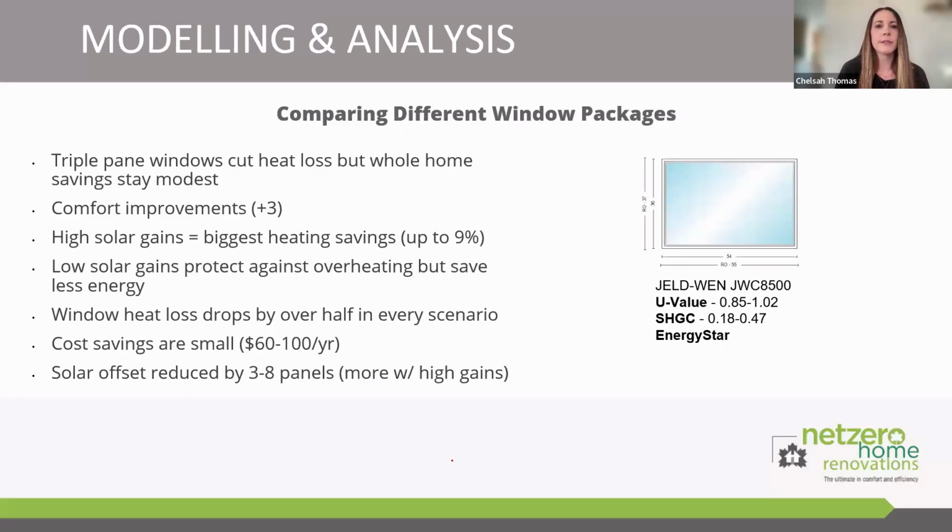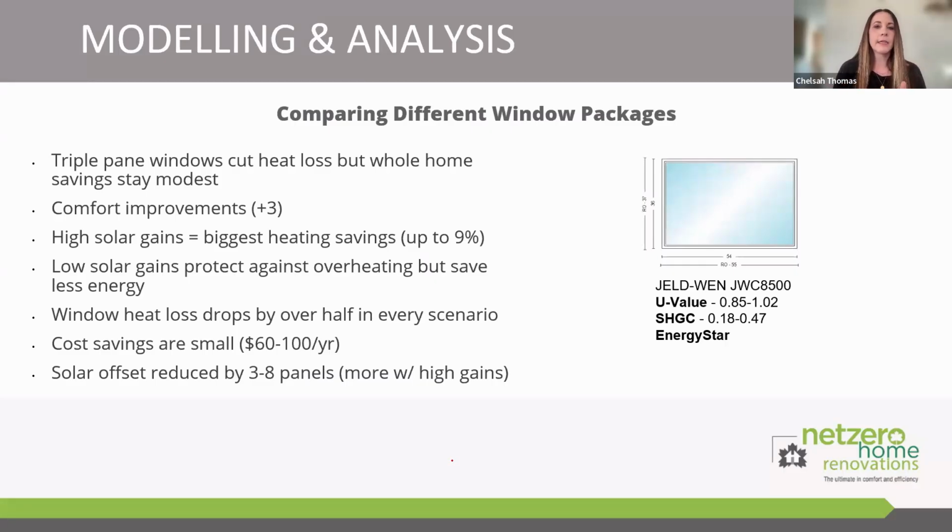Rather, they should be choosing windows based on overheating risk and overall energy goals, but not necessarily bill savings. Across the board, we only saw a modest reduction in the solar PV required to offset consumption. The final choice ended up being a middle price package through Goldwin, which had one of the lower U-value ranges and an average, mid-level solar gain.